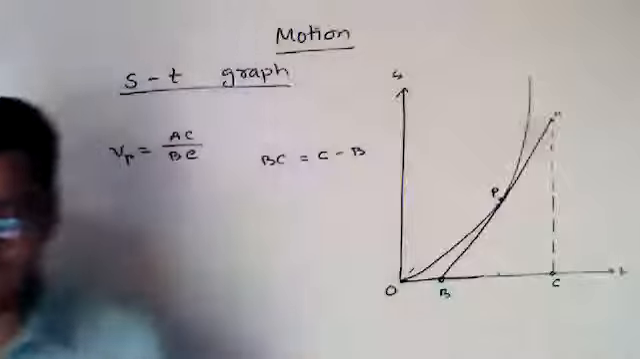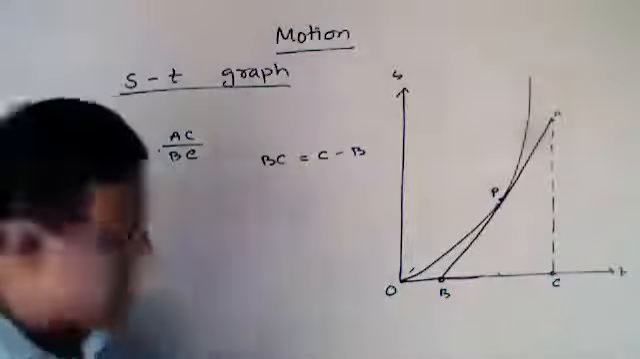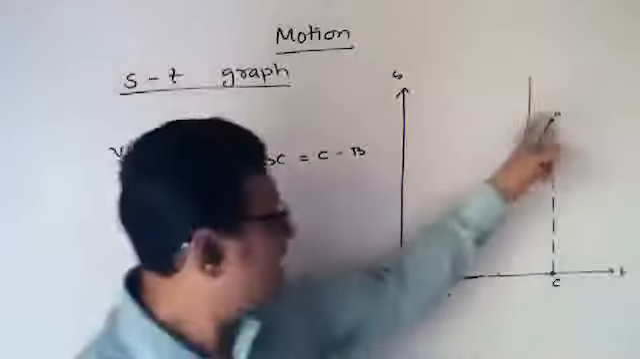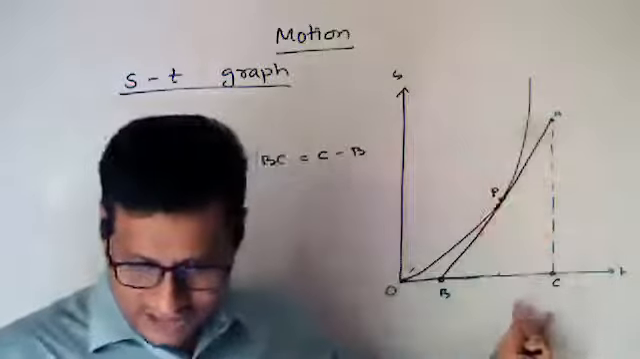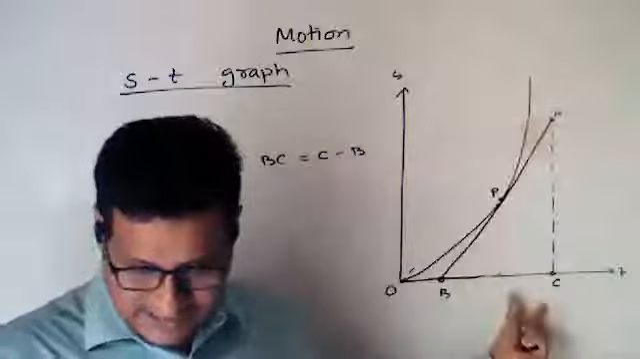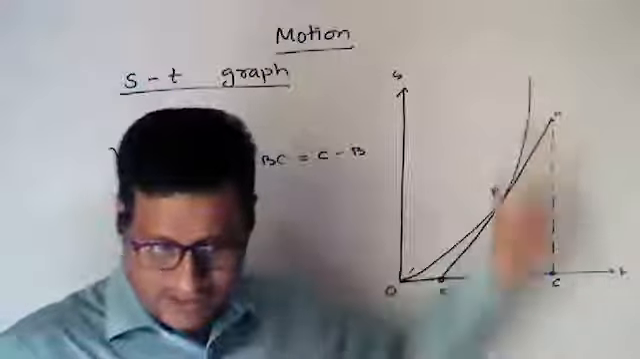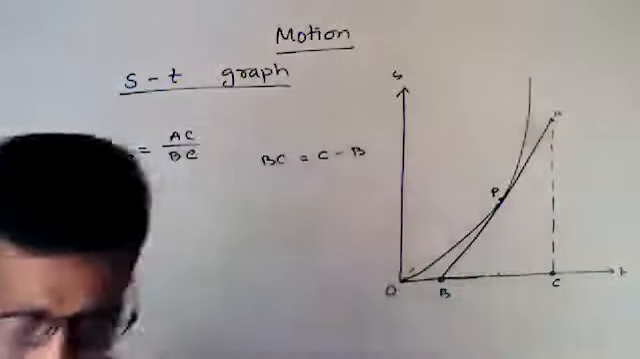Then you can determine the distance between the 2 points. And here AC means C minus A, where this is the initial point and this is the final point. So A minus C. Okay?